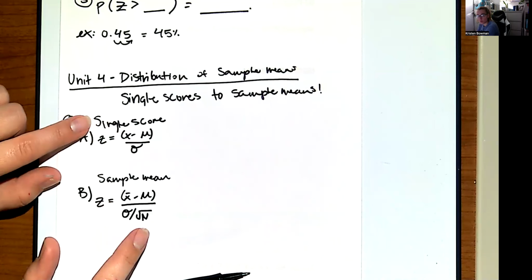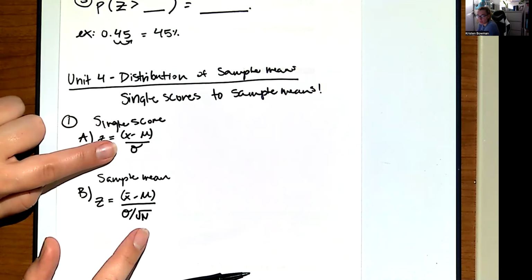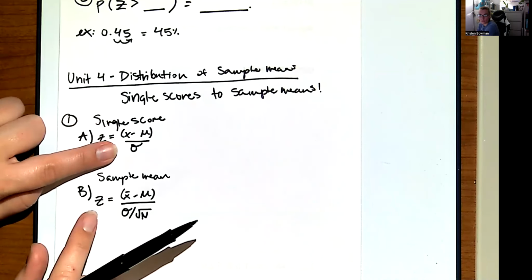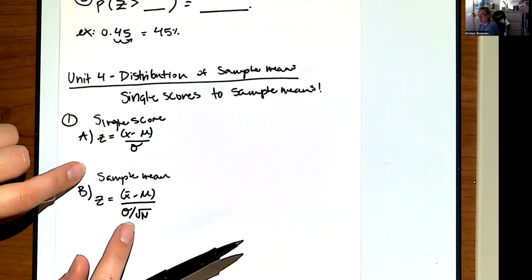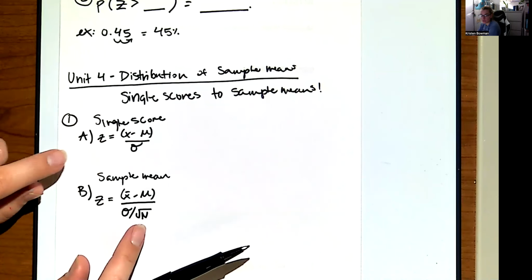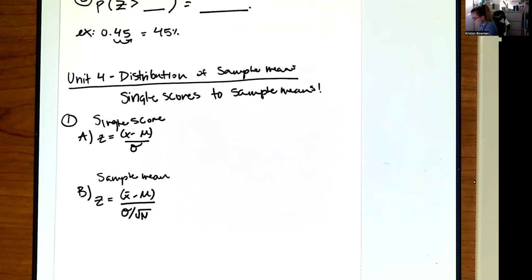Well, this logically makes sense, right? Because for our single score, sigma divided by the square root of n would be sigma over 1, because we have one score. Whereas now for our sample mean, we have several scores that we have to take into consideration, hence why we have the square root of n.